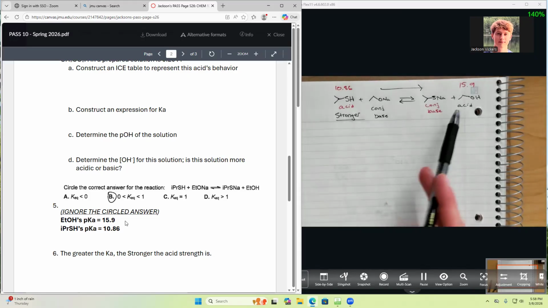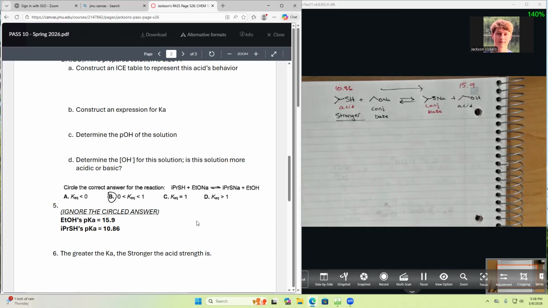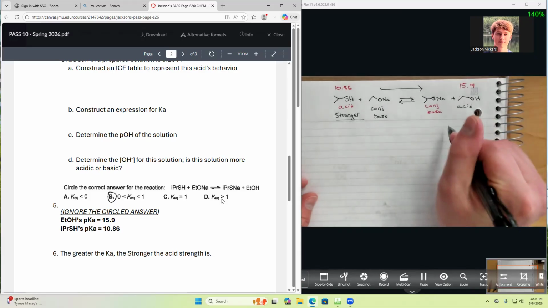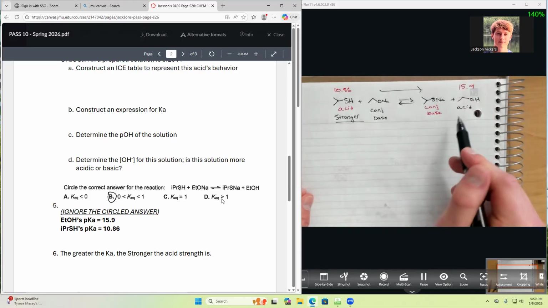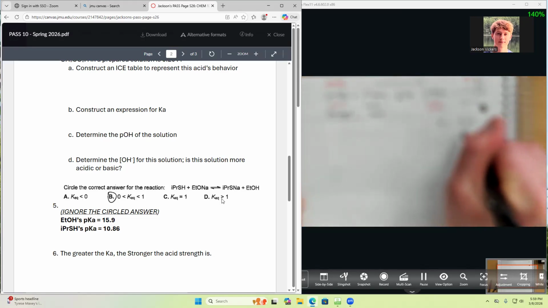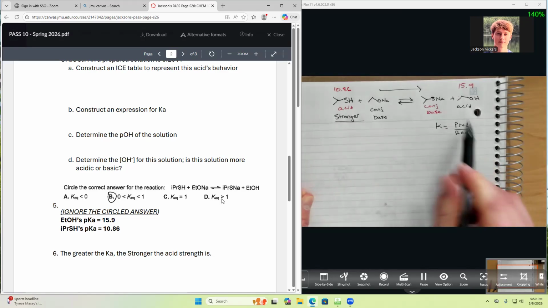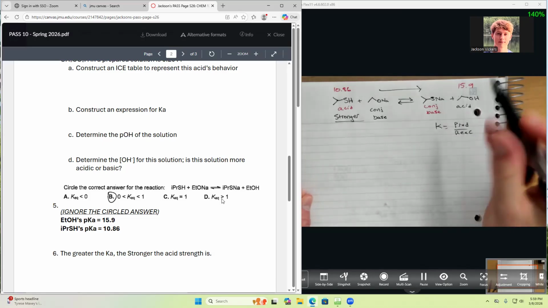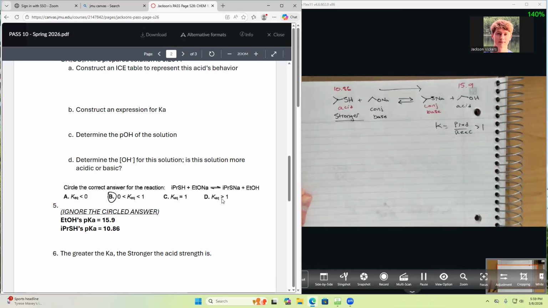So if we know we have more products at equilibrium, that gets to the question of where K equilibrium would be. Would it be less than 0? Would it be equal to 1? Or would it be greater than 1? It'd be greater than 1. Yep, because we're favoring products. So if we have a lot of products at equilibrium, K, again, is always products over reactants. So if we have a lot more of these, this is going to be greater than 1.